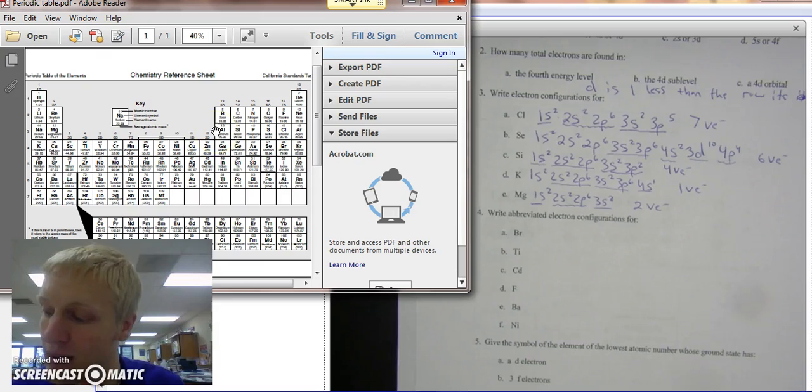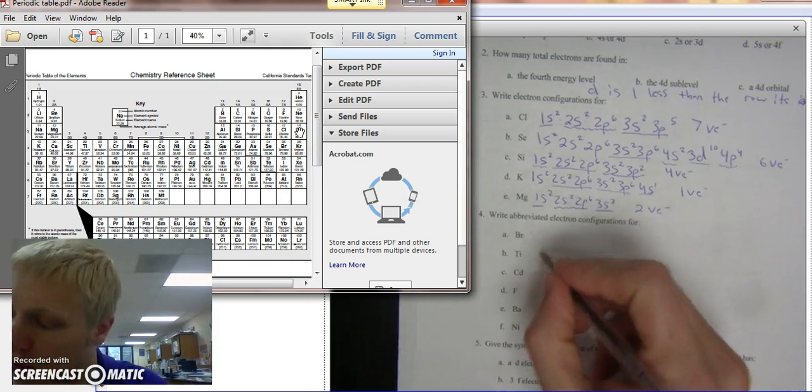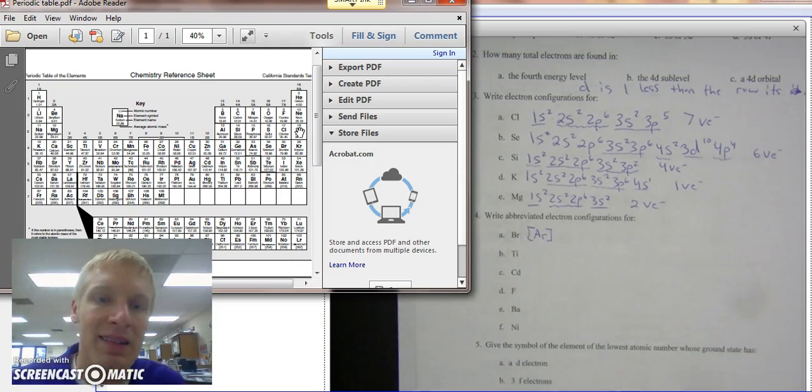So we have bromine, which is right over here, number 35. Instead of starting at hydrogen, we can start at one of these noble gases, but we need to start at the one that comes right before bromine. Bromine is 35, krypton is 36, argon is 18. The one that comes before 35 is 18, argon. So I'm going to write argon in brackets, and that's my starting point.